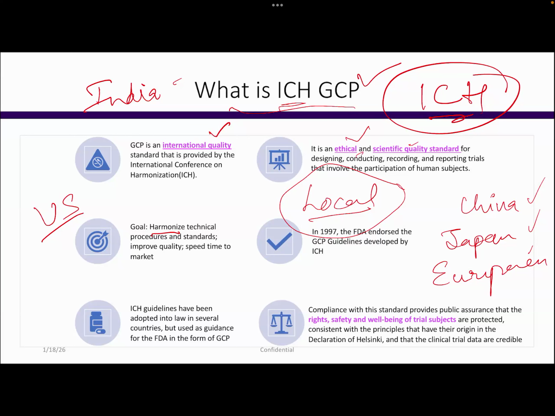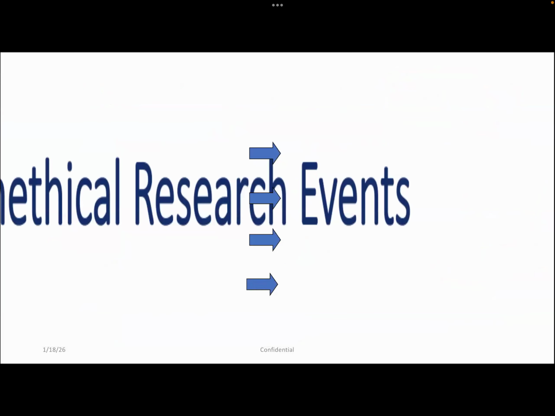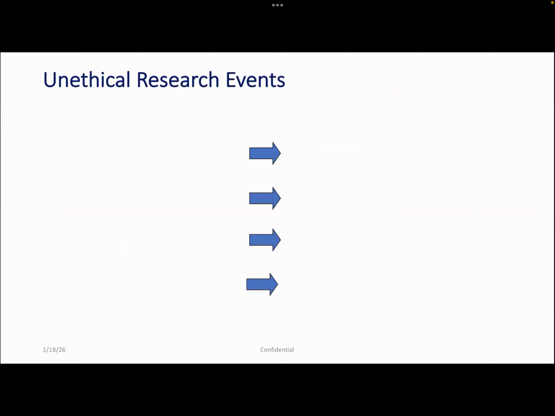Ethical is, in simple perspective, you just say that to protect the rights, safety, and well-being of the participants. So this was 1997, when even FDA endorsed the GCP, and the goal is to protect the trial participants. Now we are not talking about 1997 when ICH was born, but there was history to it.